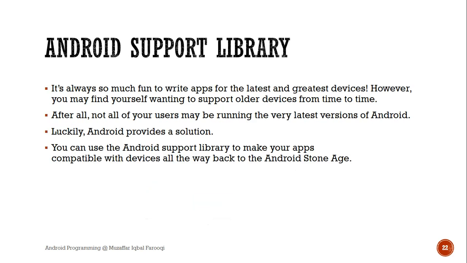It's always so much fun to write apps for the latest and greatest devices, however, you may find yourself wanting to support older devices from time to time. After all, not all of your users may be running the very latest versions of Android. Luckily, Android provides a solution. You can use the Android support library to make your apps compatible with devices all the way back to the Android Stone Age.